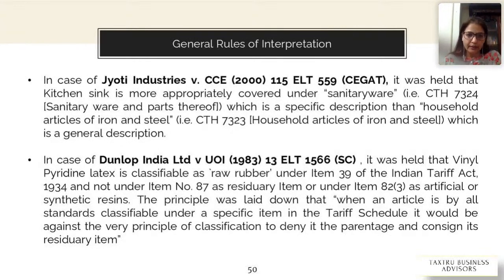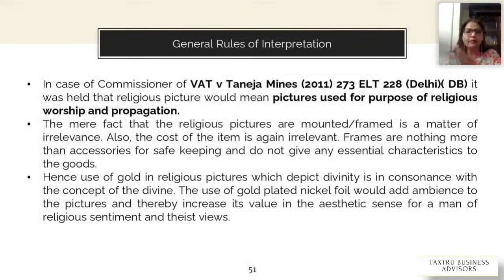Similarly, in case of Dunlop India Limited, it was held that vinyl pyridine latex is classifiable as raw rubber under item number 39 of the Indian Tariff Act 1934, and not a specific list. Always resort to that specific entry rather than going for a residual entry.